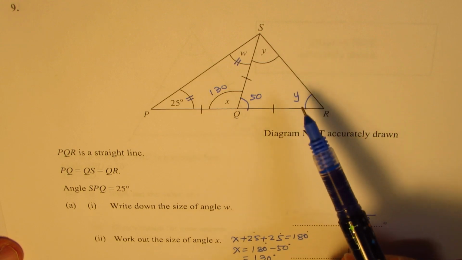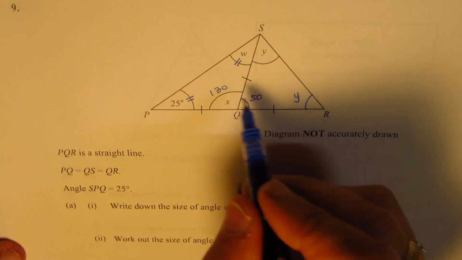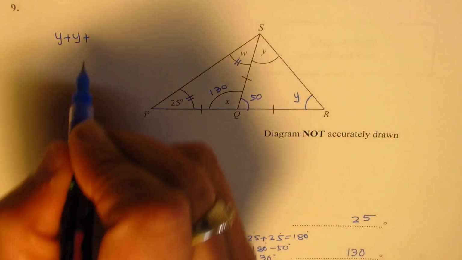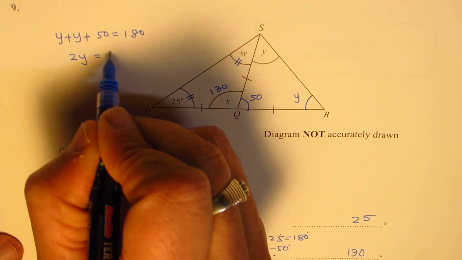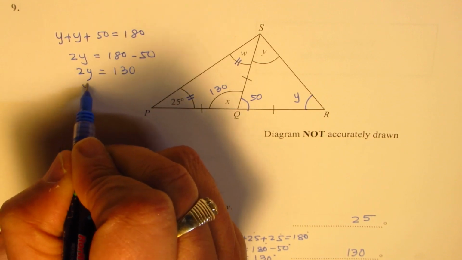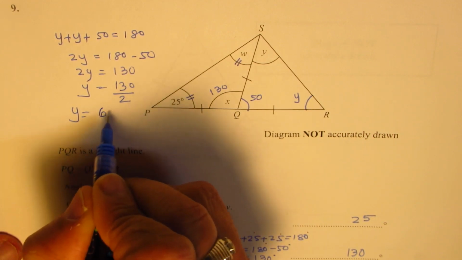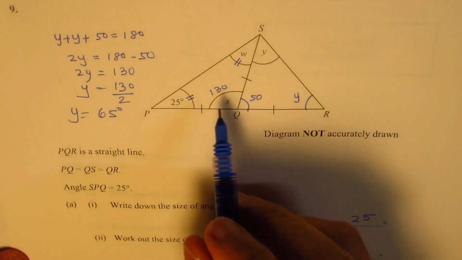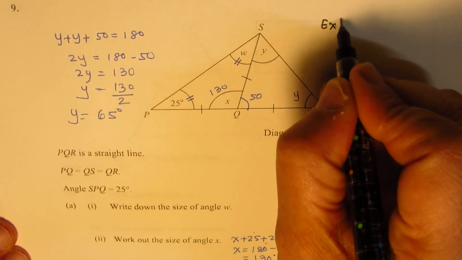Correct? So now, Y, 2Y, right? Both are same, will be equal to, we can work out in a couple of ways. One method will be that we can say Y plus Y plus 50 equals 180. So we have 2Y equals 180 minus 50, which is 130, right? So Y is half of 130. So we have Y as 65 degrees. So that is one way of doing it. The alternate method here is the exterior theorem, right? So I want to work on this exterior theorem.